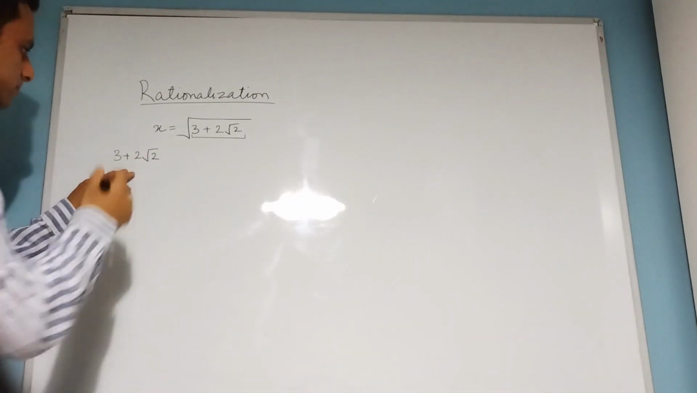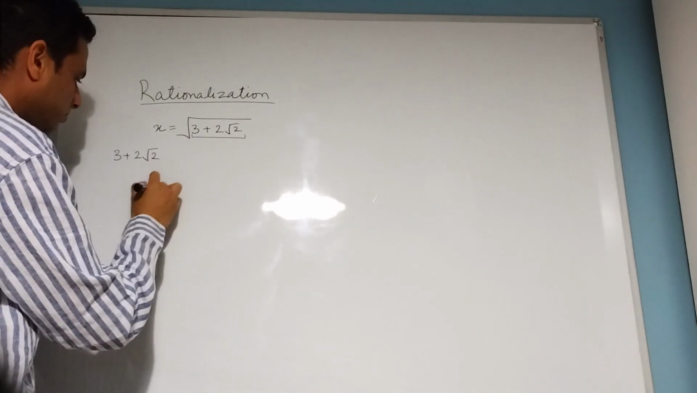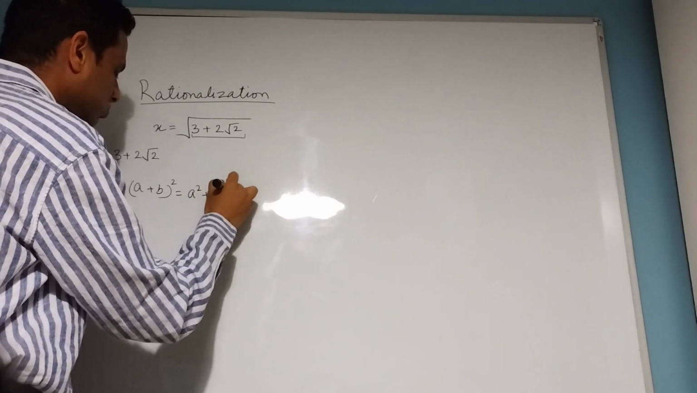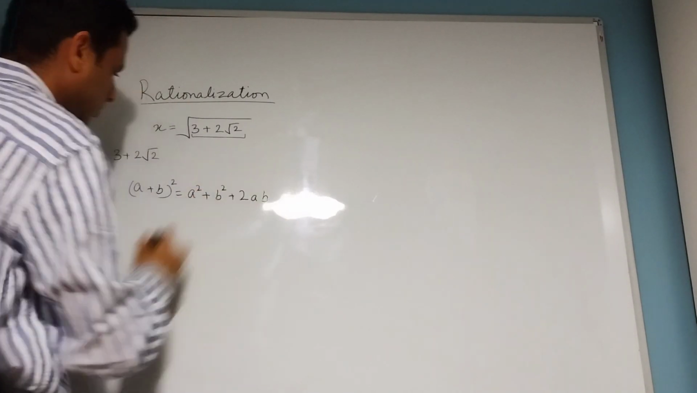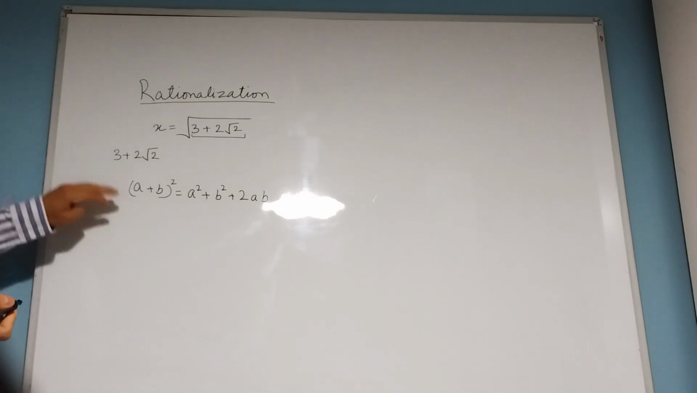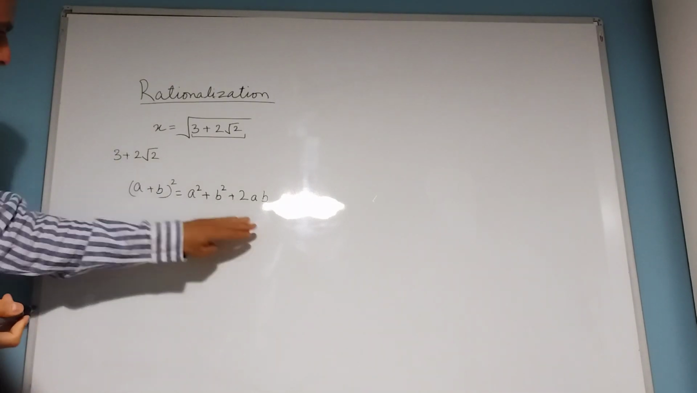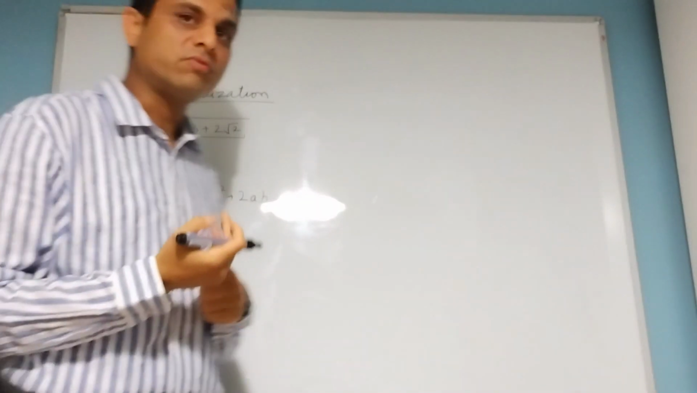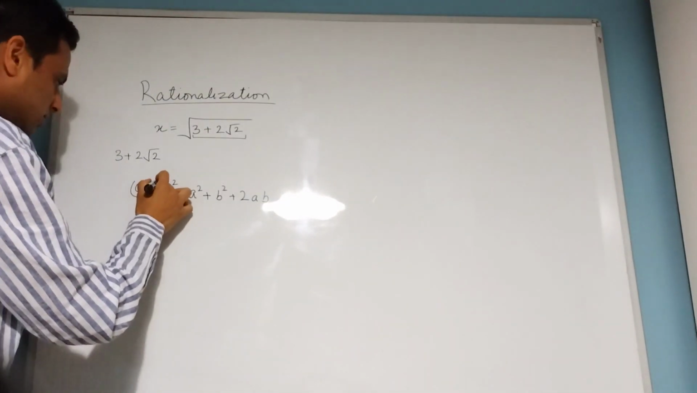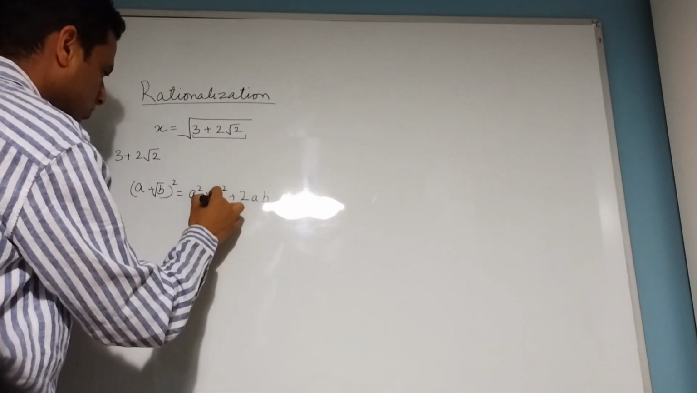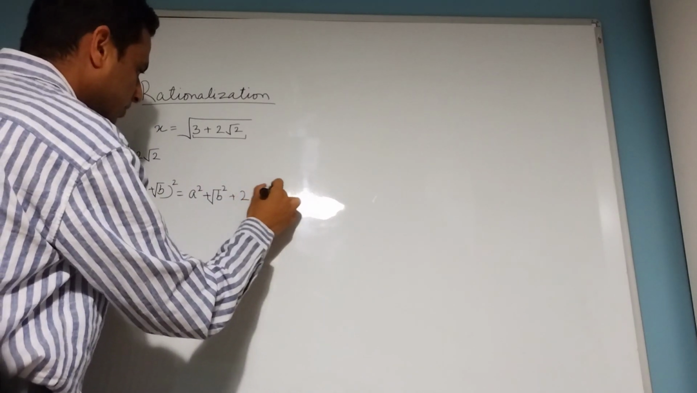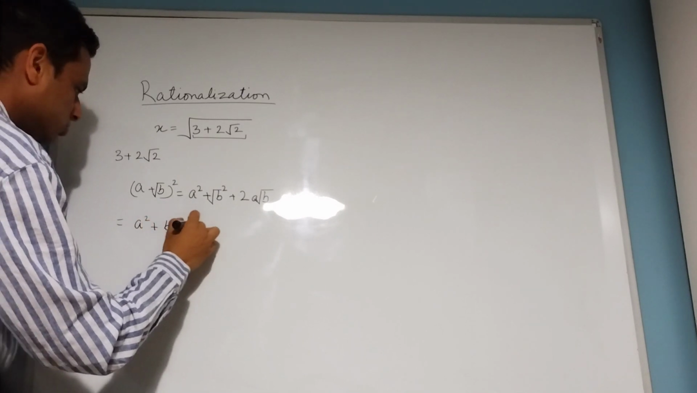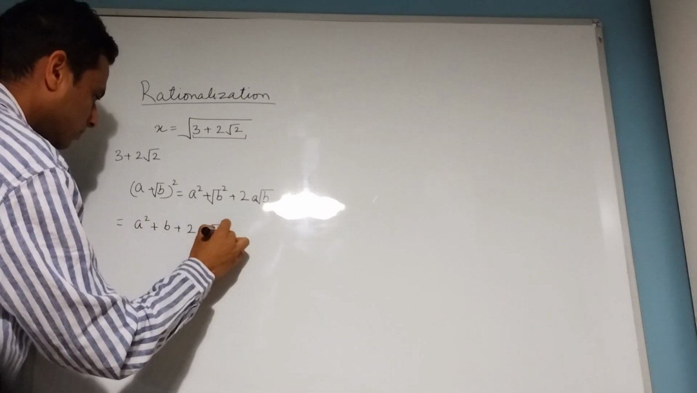But if we compare this with a formula that you already know, a plus b whole squared equals a squared plus b squared plus 2ab. We can try to compare this expression with this formula, but we have root here, and we have seen this in our previous problems of rationalization, that if it is a plus root b whole square, then we get an expression like this, which is nothing but a squared plus b plus 2a root b.